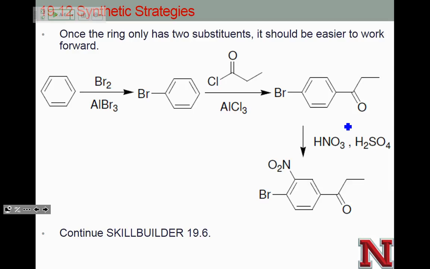So both groups point towards the position where our NO2 group goes. Based on the directing of NO2, we couldn't add it first, but also because we can't do acylation with NO2. So the order of these is really important. The more you practice, the more you see them. The order that you are reducing or oxidizing is also important based on directing.